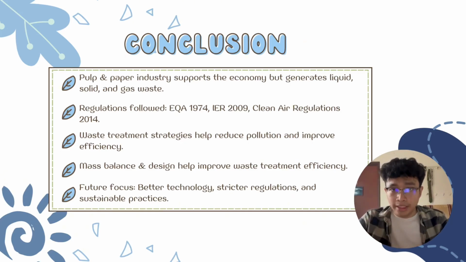To minimize pollution, various waste treatment strategies have been discussed, including mass balance analysis, treatment system design, and resource recovery. By integrating primary, secondary, and tertiary treatments, industry can effectively manage wastewater, reduce emissions, and handle solid waste more efficiently. Using the best available technique, BAT, further enhances sustainability and helps reduce the industry's ecological footprint.